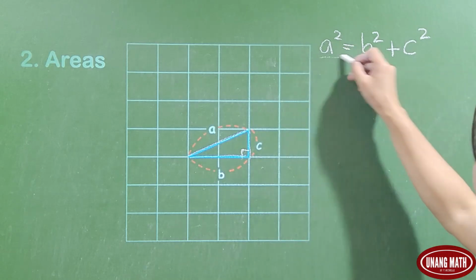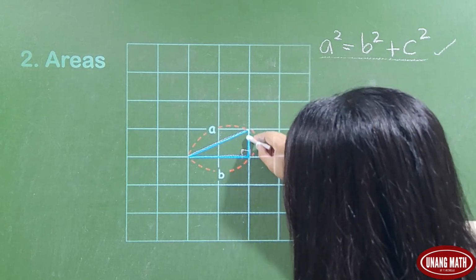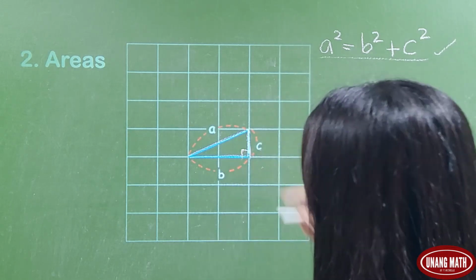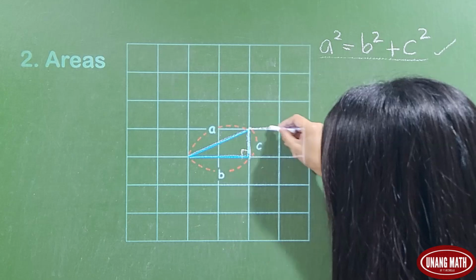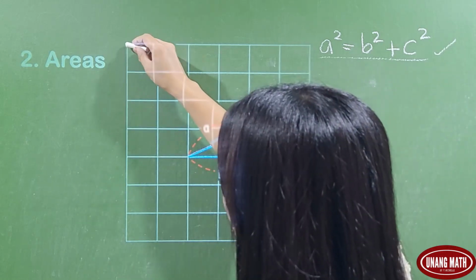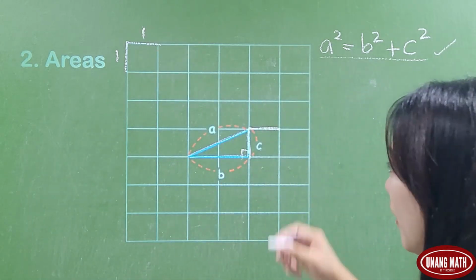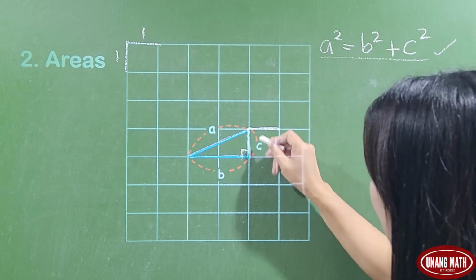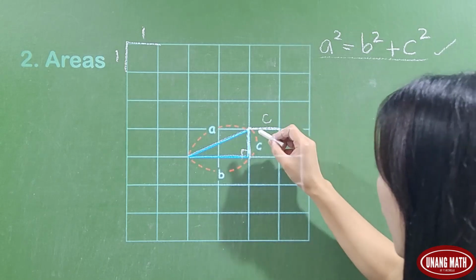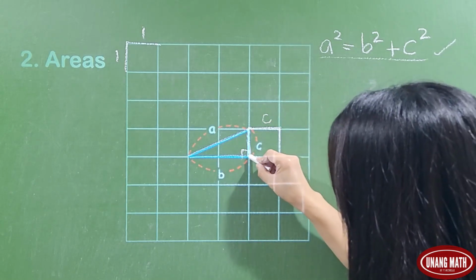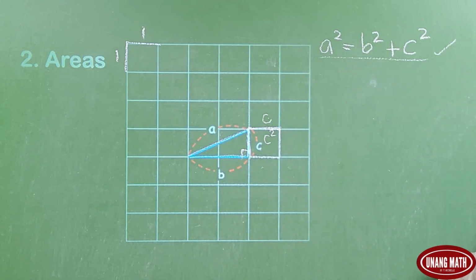Okay, let's prove that this is correct. This side of this right triangle is c, so this side is also c. If you take a look at this square, if this is c, then this is also c. So the area of this square is c times c, which means c squared.